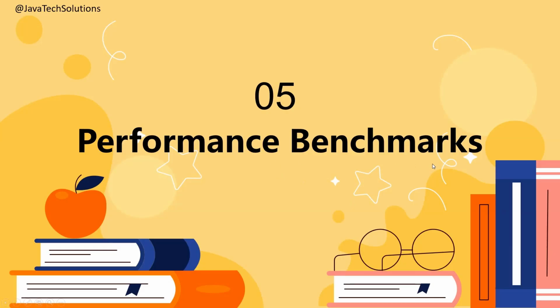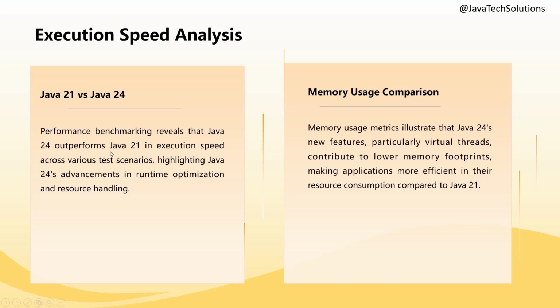Now we'll talk about the performance benchmark. Java 21 versus Java 24 reveals that Java 24 outperforms Java 21 in execution speed across various test scenarios, highlighting Java 24's advancement in runtime optimizations and resource handling. Memory usage metrics also illustrate that Java 24's new features, particularly virtual threads, contribute to lower memory footprints, making applications more efficient in their resource consumption compared to Java 21. So this is some of the execution speed analysis.